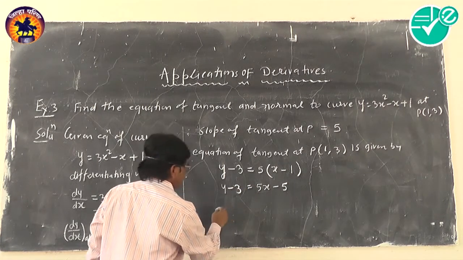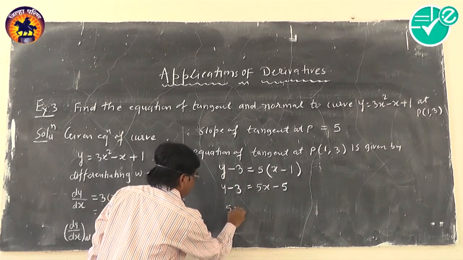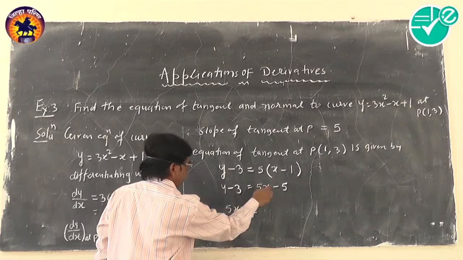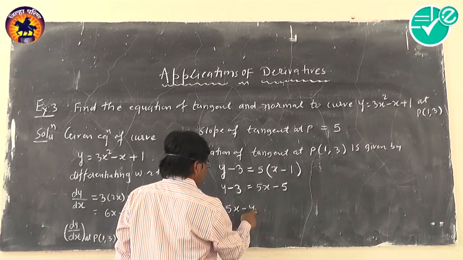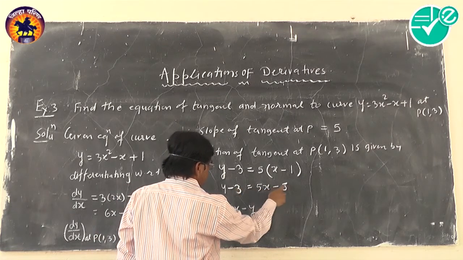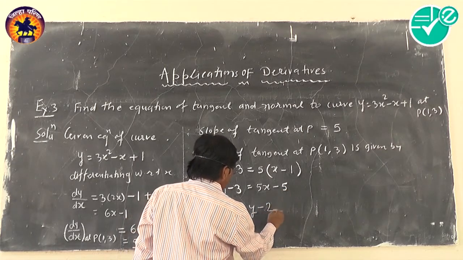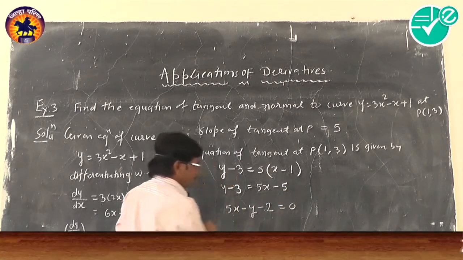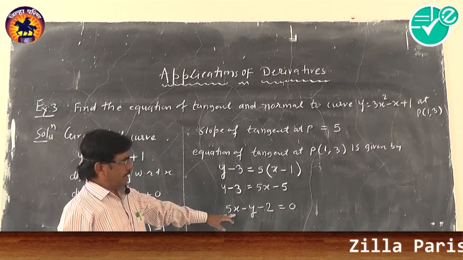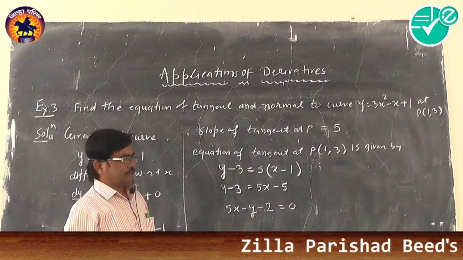This can be done as: 5x minus y, taking y to the right side, and this minus 3 gets plus 3, so we get 5x minus y minus 2 is equal to 0. This is the equation of tangent at P(1, 3).